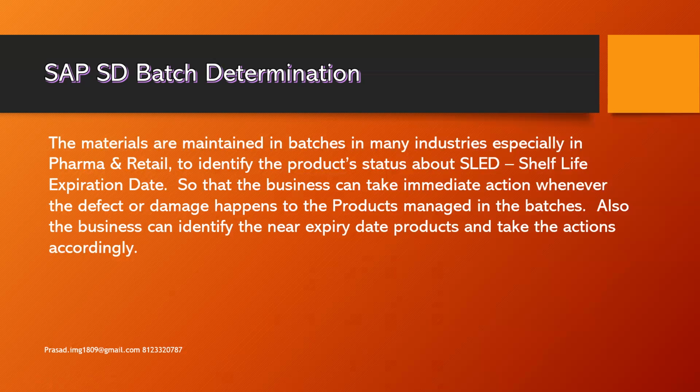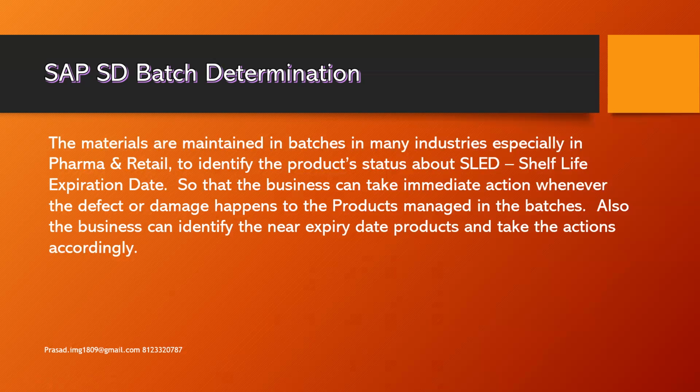In a similar way, for any defects in the automobile industry, any new launch of cars, they will also recall them, make whatever adjustments and repairs are required, replace them, and take care of the customers. We do not want to lose the customers. That is why we always maintain batches. Batches are majorly used by the pharma industry as well as the retail industry, so the business can take immediate action whenever a defect or damage happens to the products managed in batches.